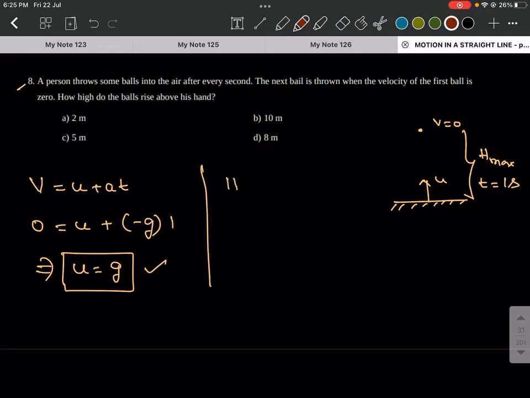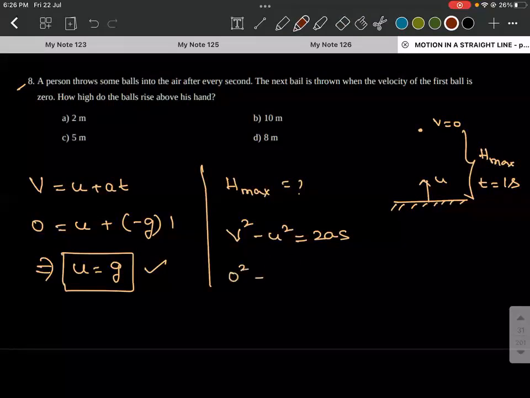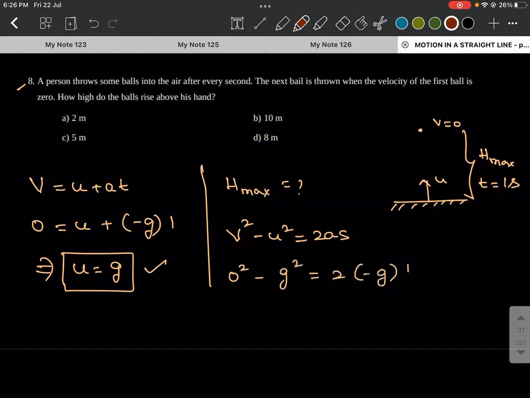Now, if this is the case, what would be the maximum height is what they're asking. So for maximum height, I am applying the formula v square minus u square is equal to 2as. So v square minus 0 square, sorry, 0 square minus u square is equal to 2 into minus g into h max. So minus u square is equal to minus 2g into h max.